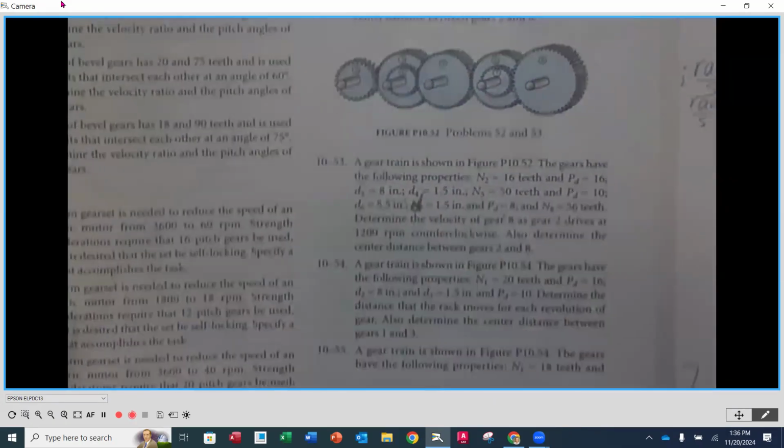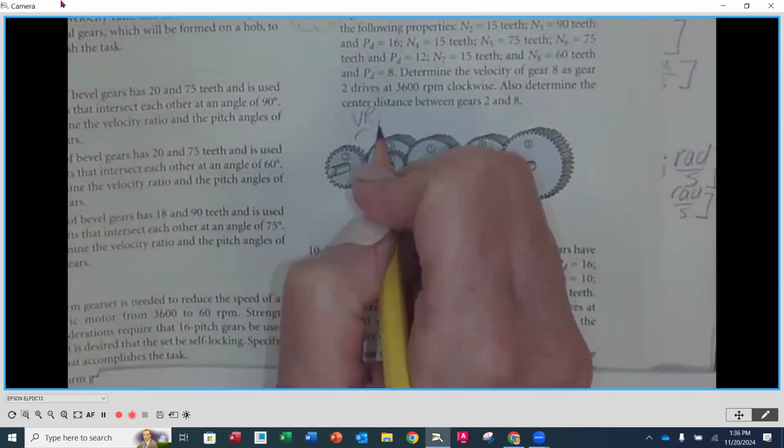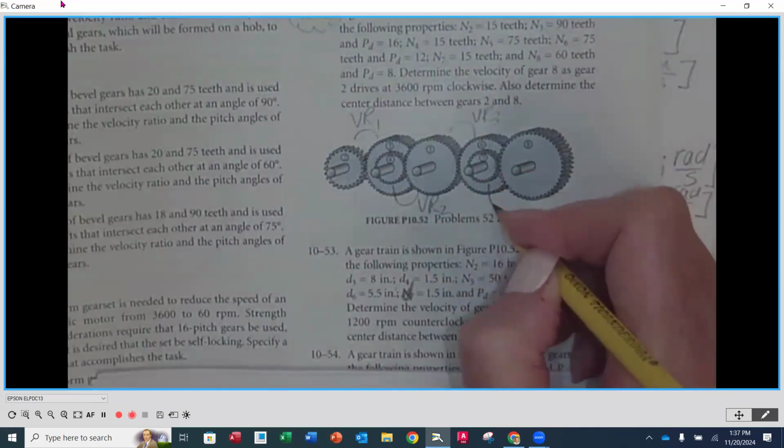Okay. So what we're going to do is we're going to start here and we are going to identify our velocity ratio. So our first velocity ratio is going to be between 2 and 3. Okay. So this is going to be velocity ratio 1, if you would. Our second velocity ratio is going to be between 4 and 5. So this is going to be VR2. Our third velocity ratio is going to be between 5 and 6, VR3. And our last velocity ratio is going to be between 7 and 8. So that's going to be velocity ratio number 4.